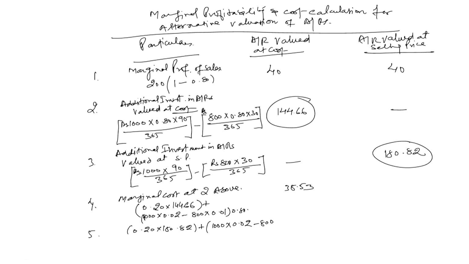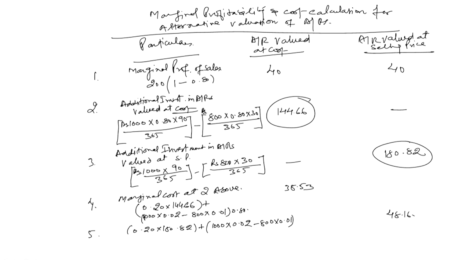This is going to be how much? That is 20% into 180.2 plus 1000 into 0.02 minus 800 into 0.01. So, we will not multiply it by this 80% because we are taking it at the selling price. So, the cost working out here is how much? That is 48.16. So, now all the calculations are in front of us.